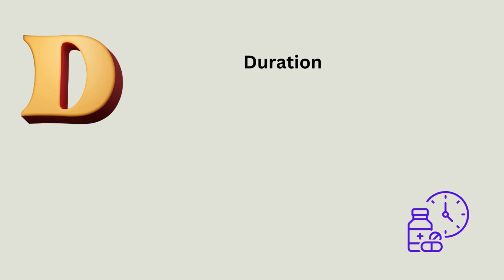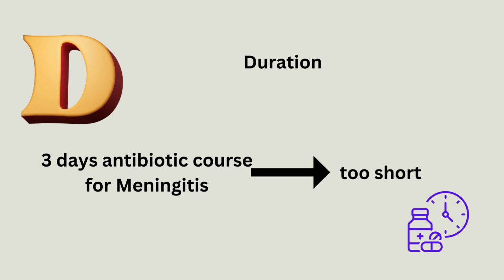The third D refers to the duration. The duration of antibiotic prescriptions varies depending on factors such as the site of infection, the type of pathogens, and the patient's clinical response. Let me give an example of meningitis. If an antibiotic is prescribed for only 3 days, which is apparently too short, it could worsen the condition of the patient and be potentially life threatening.